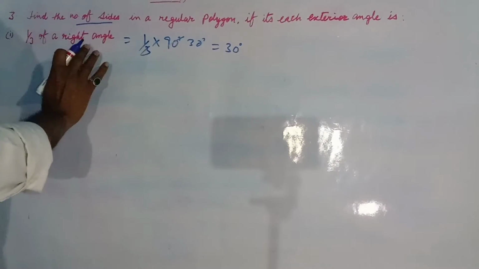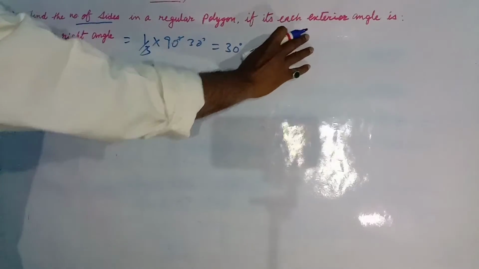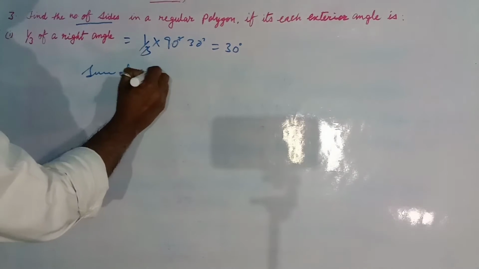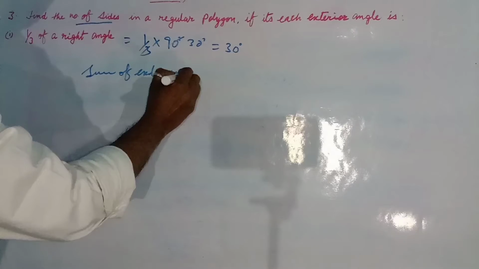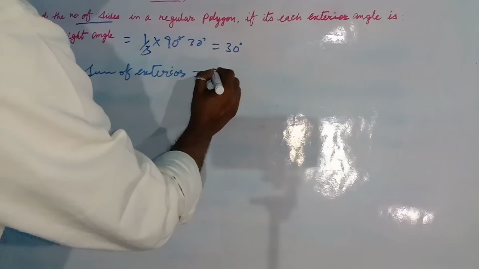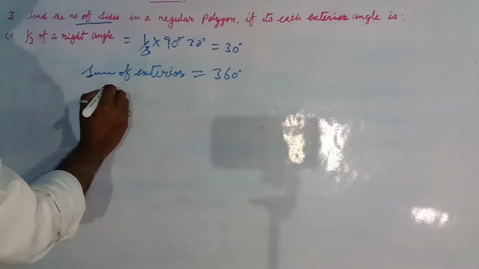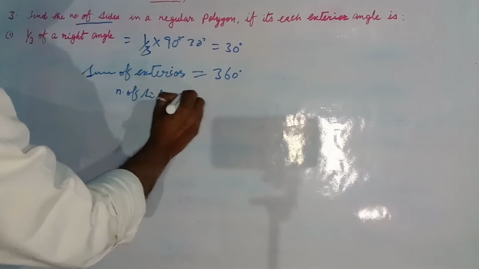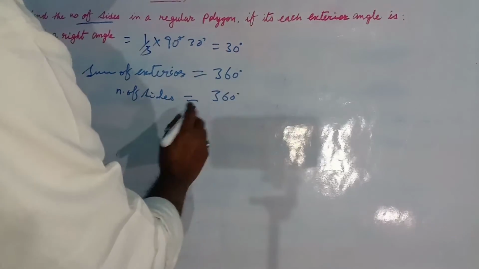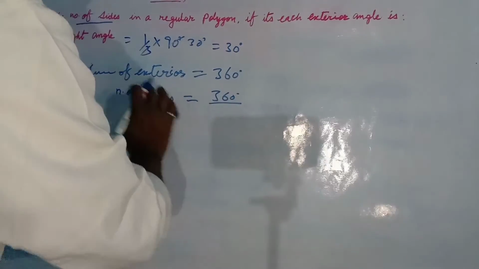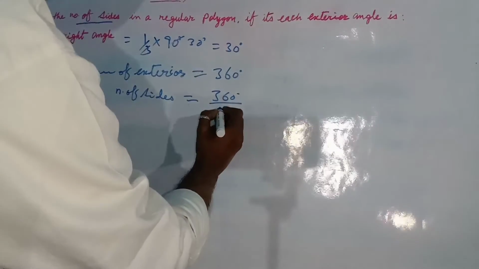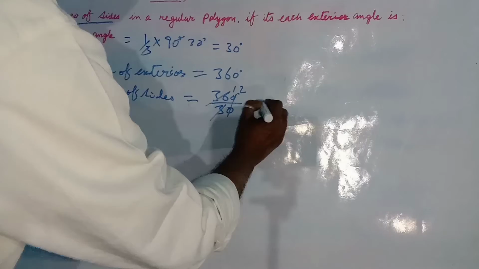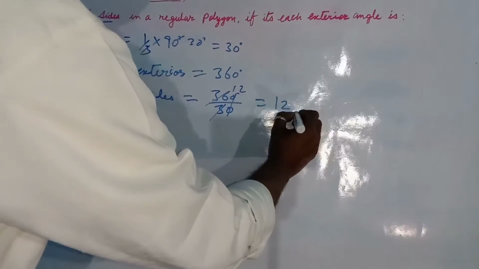Now once again we have to find the number of sides, but here the exterior angle is given. So we know that the sum of exterior angles of a regular polygon is always 360 degrees. Now we will find the number of sides. Number of sides equals 360 degrees, the sum of exterior angles, divided by each exterior angle, that is 30 degrees. Then 30 times 12 is 360, so the number of sides is 12. That will be the answer.